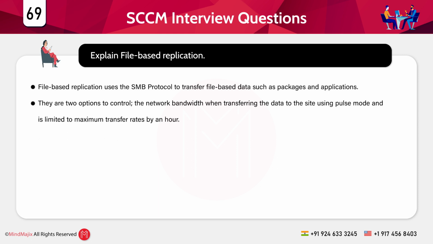The next question is, explain file-based replication. So file-based replication uses the SMB protocol to transfer file-based data such as packages and applications. So there are two options to control. First one is the network bandwidth when transferring the data to the site using pulse mode and is limited to maximum transfer rates by an hour.